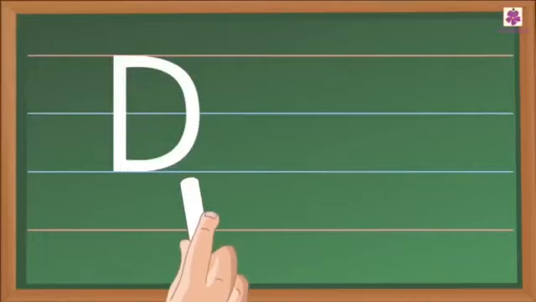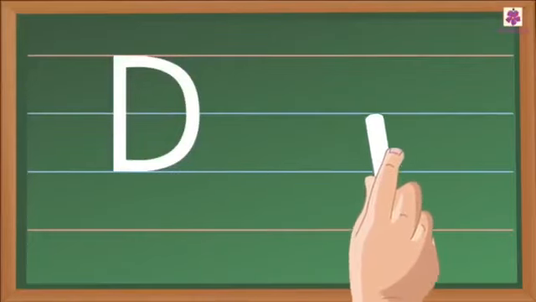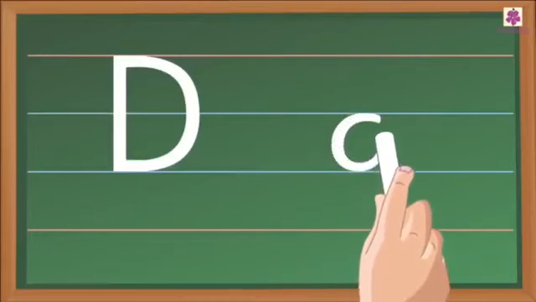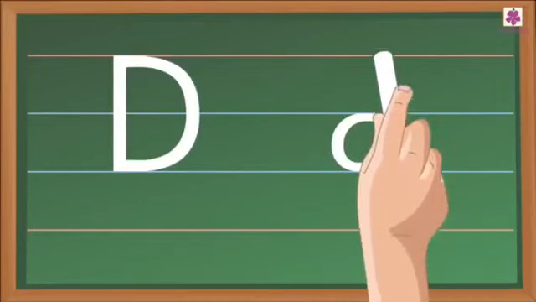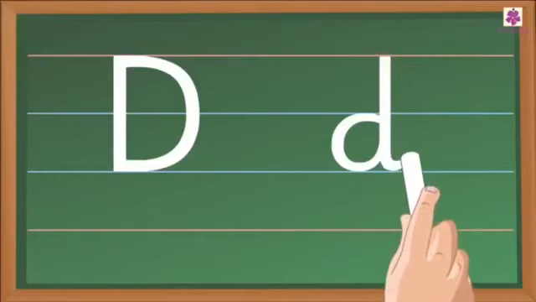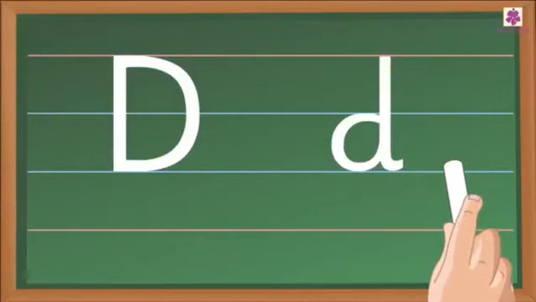Small d. Start from the middle and draw a small C. Then go to the top and draw a standing line downwards with a small curl at the bottom.